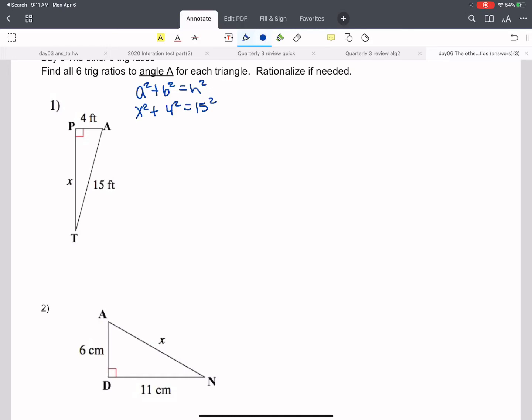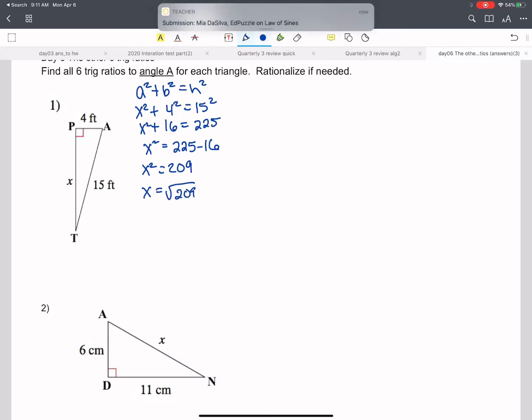So you have x squared plus 16 equals 225. X squared equals, subtract 16 from both sides. That's 225 minus 16. So you've got to subtract it from both sides. X squared is equal to 209. X is the square root of 209. And that's positive because a negative length would be weird. So there you go. I plugged that right in so it looks nice. And now I can find all of them. I will rationalize as needed, which is something we do in Algebra 2.